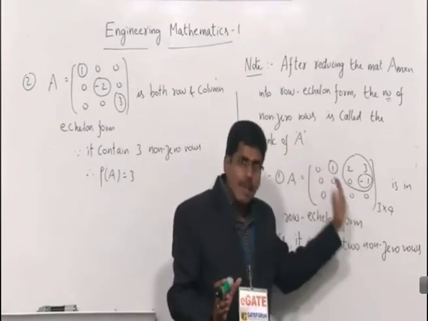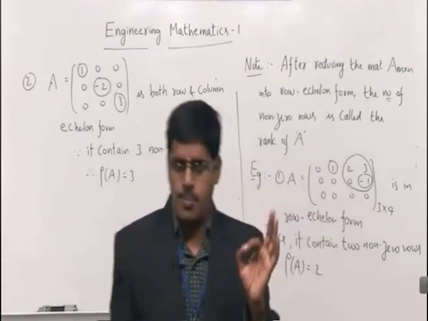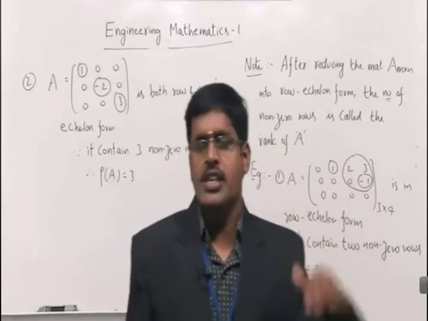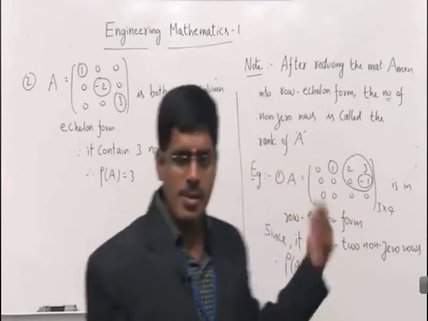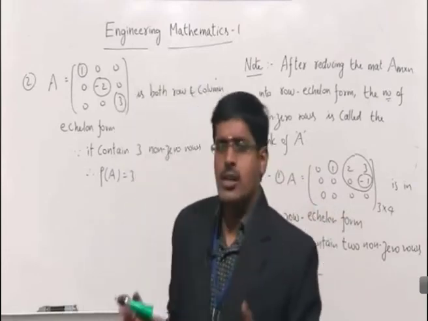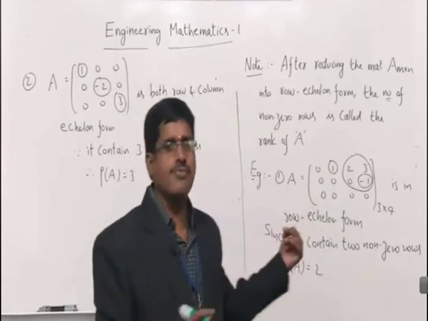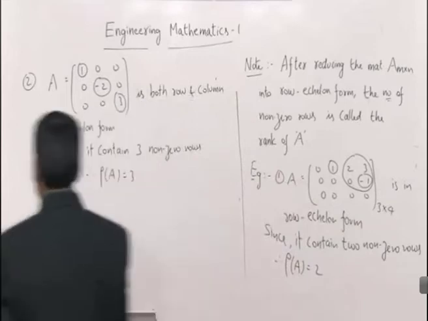Reduce so that the elements below the diagonal are 0. Make the elements below the diagonal 0. Make the elements above the diagonal 0. See, if you make the elements below the diagonal 0, that is called row echelon form. If you make the elements above the diagonal 0, that is called column echelon form. For understanding purpose, I am giving this point. Actually, below the diagonal and above the diagonal apply to square matrices only. Okay, for understanding purpose only, I have discussed it like that.